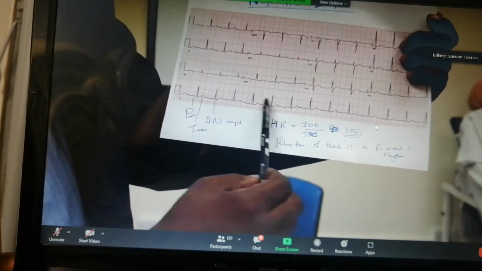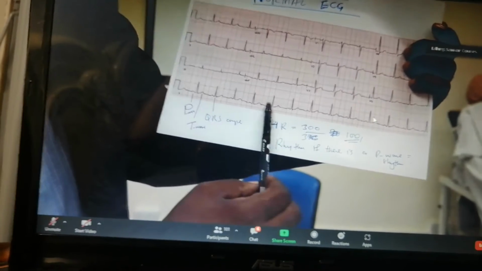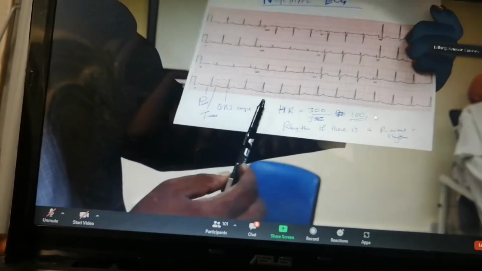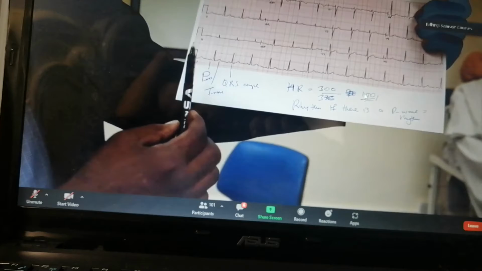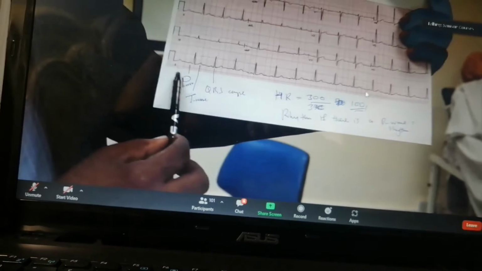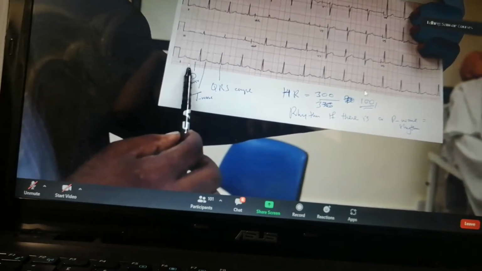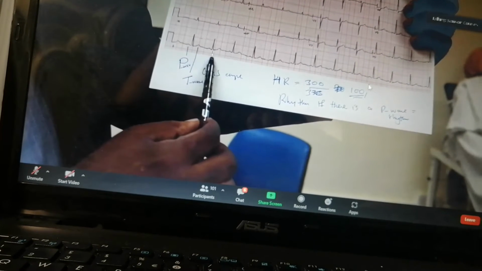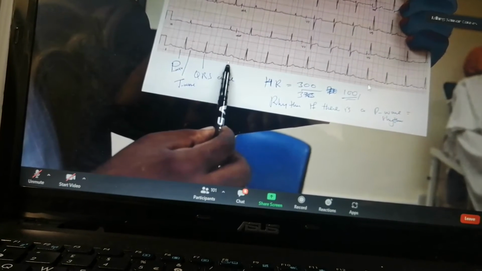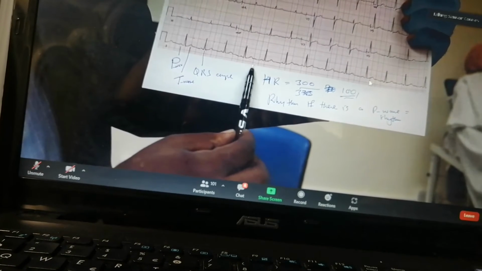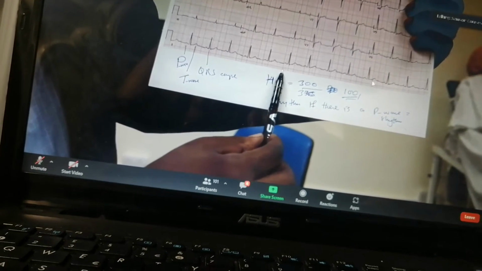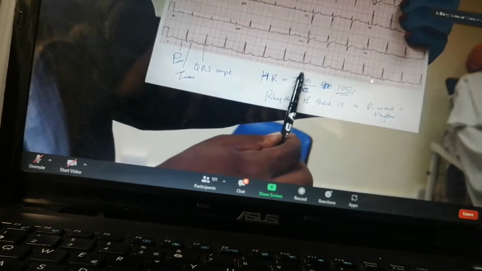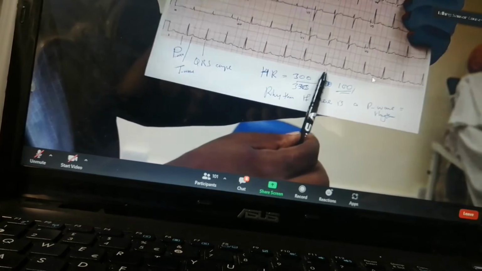If it is irregular, the distance here is different, the distance there is different, then you want to know which boxes to pick up. In that situation, you would need to count 30 big boxes. Let's start from here and count 30 big boxes. 1, 2, 3, 4, 5, 6, 7, 8, 9, 10, 11, 12, 13, 14, 15, 16, 17, 18, 19, 20, 21, 22, 23, 24, 25, 26, 27, 28, 29, 30.